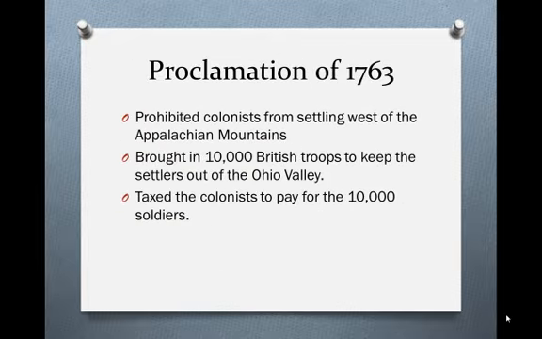The Proclamation of 1763 was the law that prohibited colonists from settling west of the Appalachian Mountains in the Ohio Valley. They also brought in 10,000 British troops to keep the settlers out of the Ohio Valley. In addition, the soldiers were to find any settlers currently living in the valley and send them back east of the Appalachians. According to England, this was to avoid any more conflicts with the Native Americans. They had just fought a war with them, and they didn't want any more battles going on because they frankly couldn't afford to fight them. The colonists were also being taxed to help pay for these soldiers, as well as the costs and the debt from the French and Indian War.